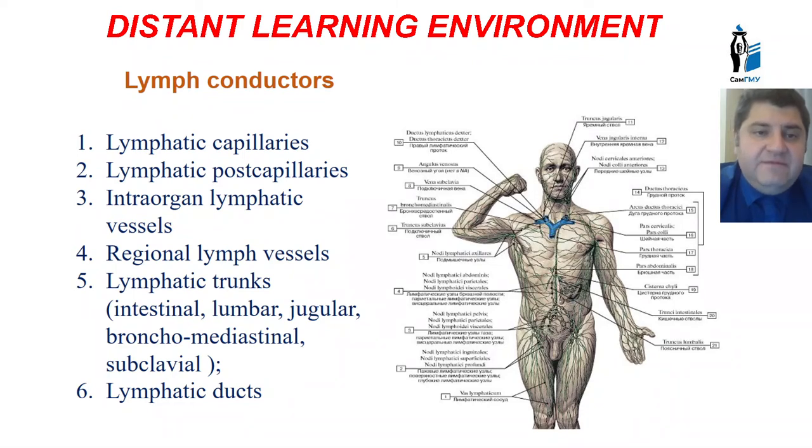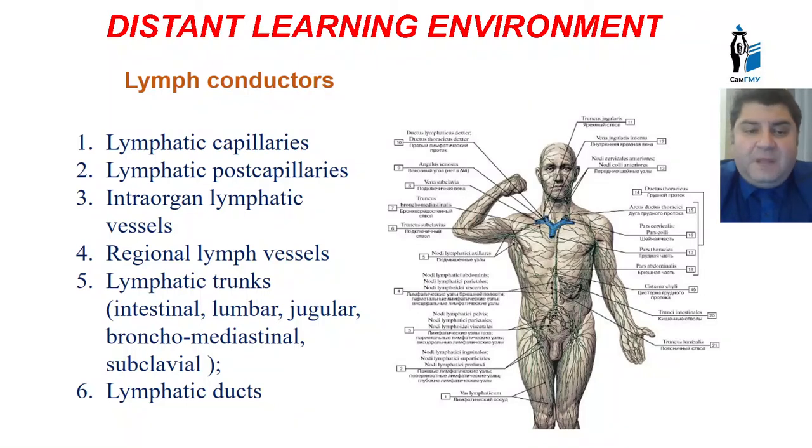So next, lymph passes from inter-organ lymphatic vessels to regional lymph vessels, and you may see in this picture the lymph vessels of the body. Next, lymph passes through lymphatic trunks, and you may read their main trunks in our body: intestinal, lumbar, jugular, bronchomediastinal and subclavian. And at last you may see the greatest lymphatic vessels in our body.